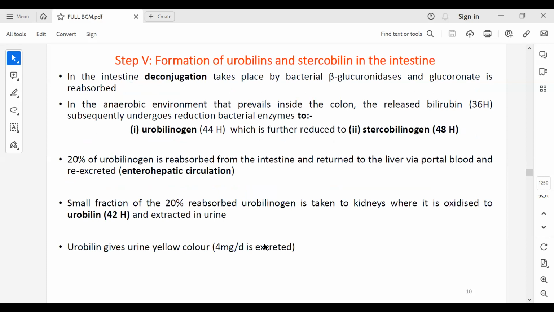So we also have other types of bilirubin, which is urobilin and stercobilin. So once you have some of this conjugated bilirubin in the intestine, it can be deconjugated using the beta glucuronidase and glucuronate. It can be converted into urobilinogen, which can further be reduced to stercobilinogen, and then the stercobilinogen can now be excreted in your feces.